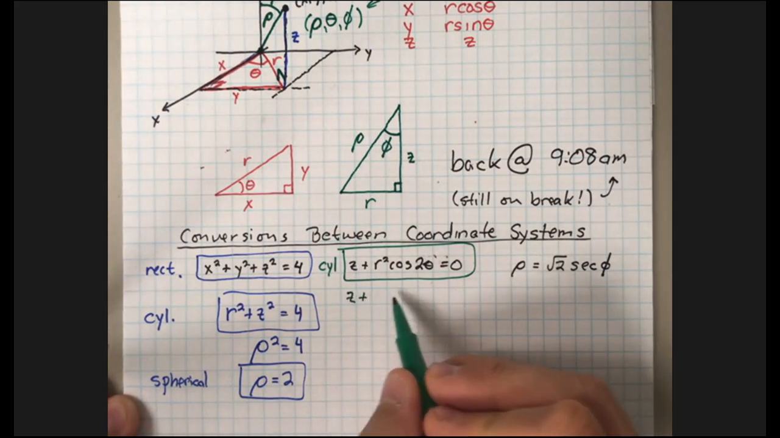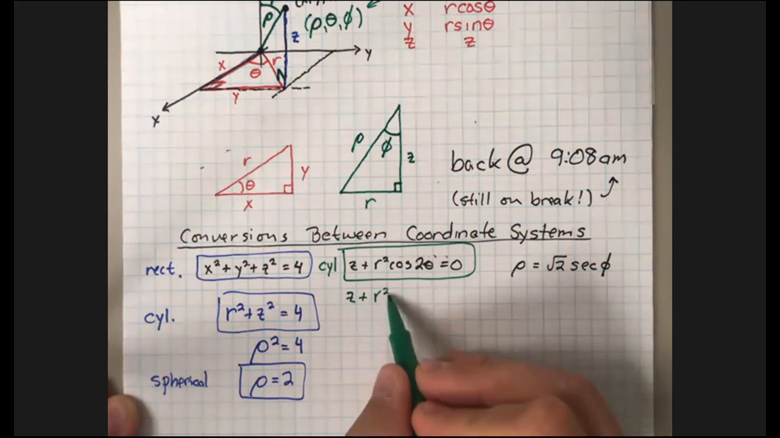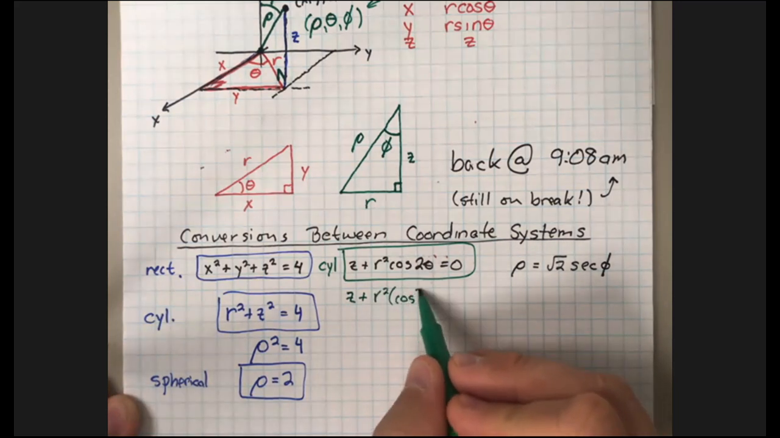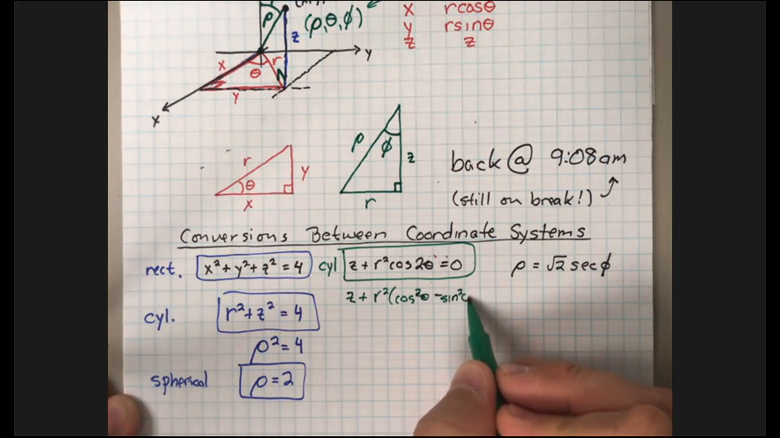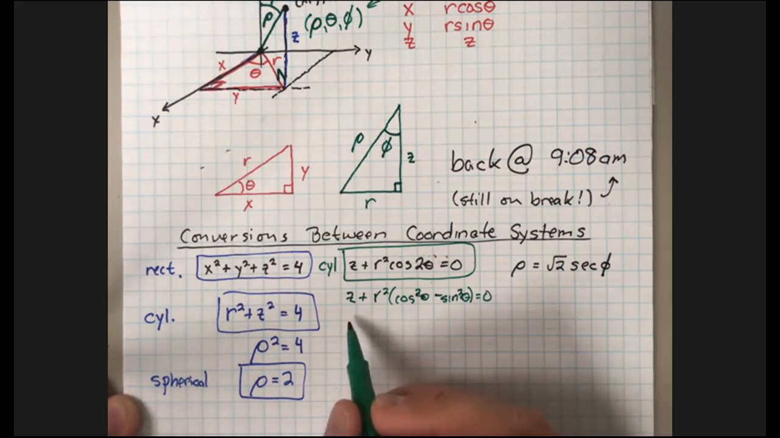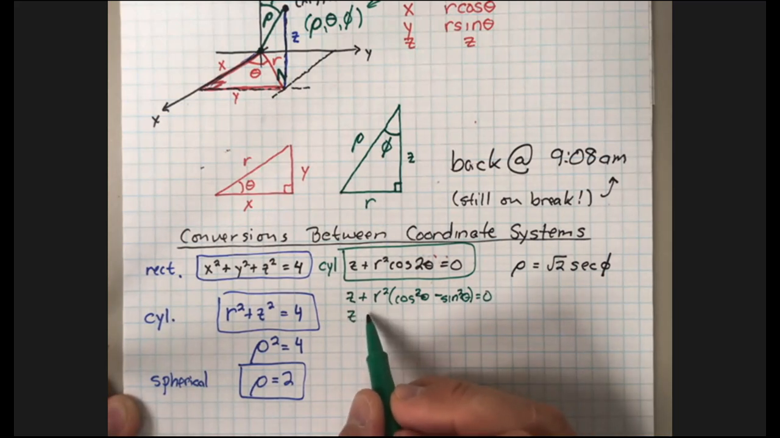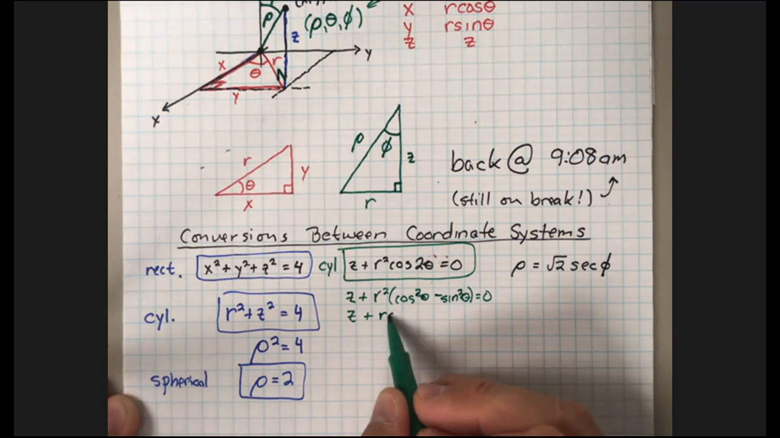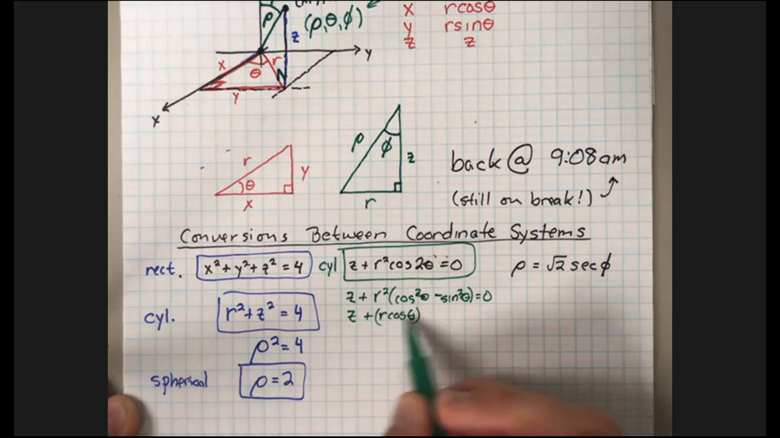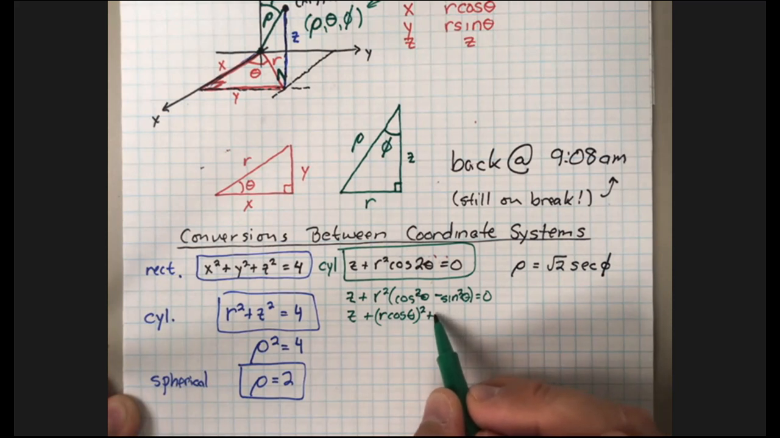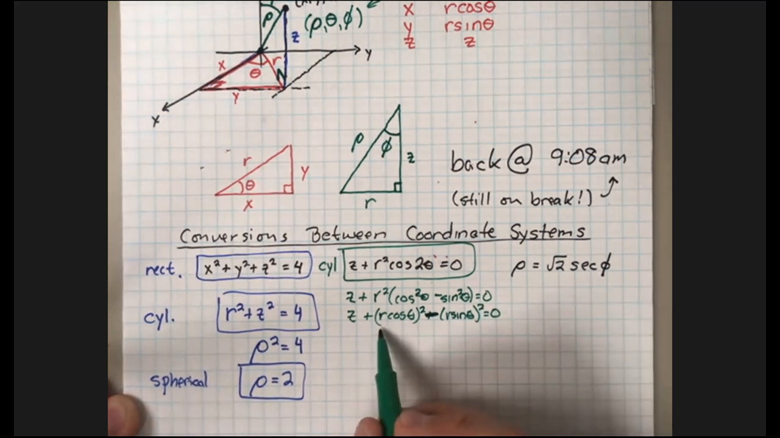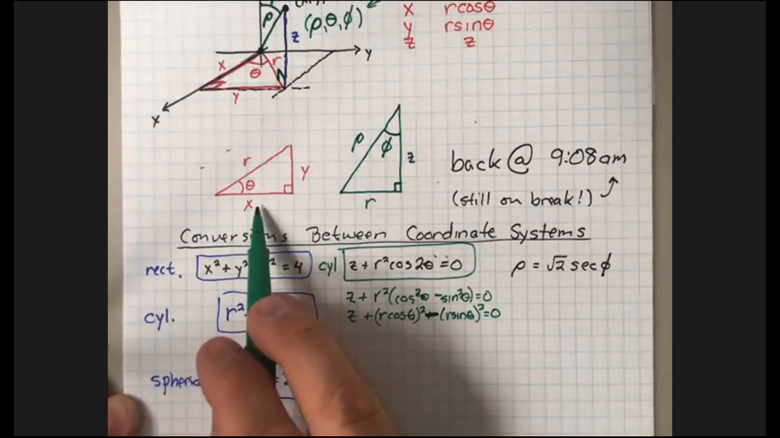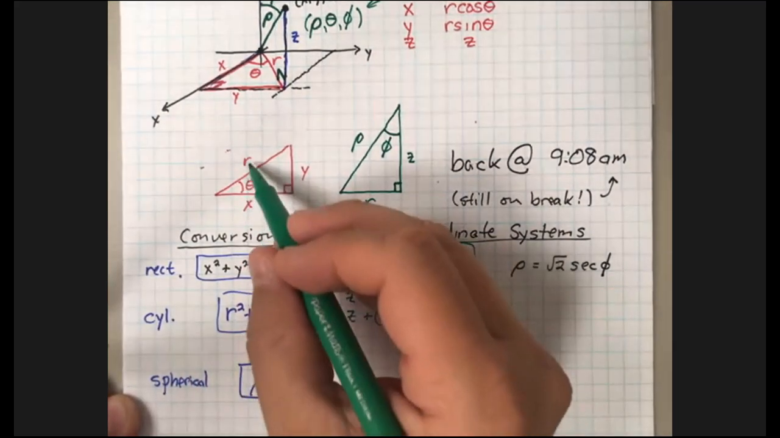Let's write z plus, I'm going to have to use a little trig identity, r squared cosine of 2 theta, which is cosine squared theta minus sine squared theta, right? And this is z plus r cos theta squared. I'm going to simplify that in one step, minus r sine theta squared. And what does this look like to you? r cos theta is x.